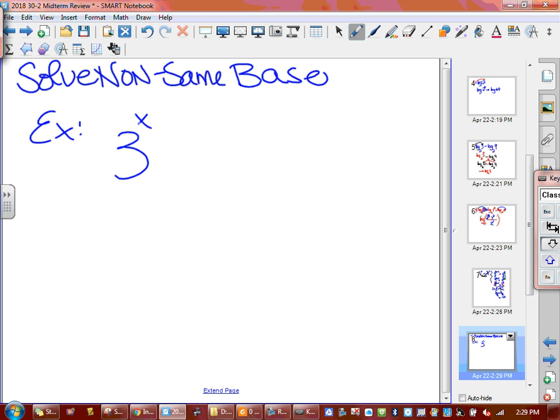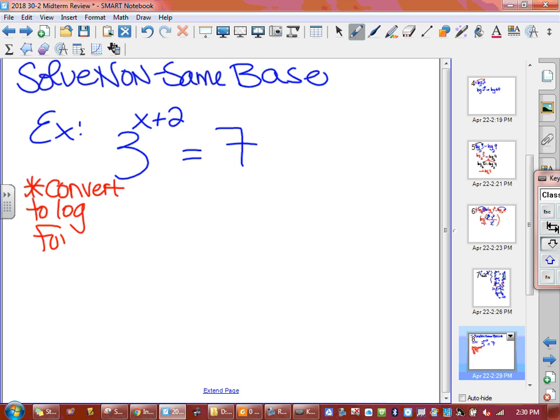Okay, so 3 to the x plus 2 equals 7. The minute we see a question where the bases cannot be put into the same base, 7 will not reduce to a base 3. So that means we're going to have to convert to log form. And it's easy if x is only on one side. Here we only have an exponent of x on one side. On the right-hand side, no exponent. This is a simple switch, write the word log. So this is convert to log form. The minute you see different bases, that's what you're going to do.